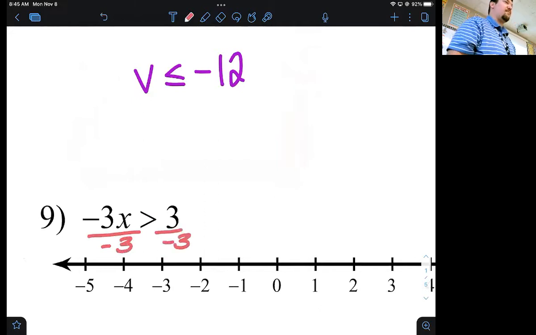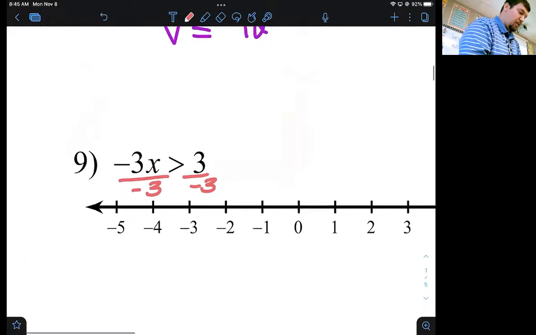Divide by -3. Georgia, when I divide by -3, 2 things are going to happen. First of all, does the sign flip on this one? Yes or no? Yes, it does flip. When you're dividing by a negative, it will flip. Secondly, what is 3 divided by -3?